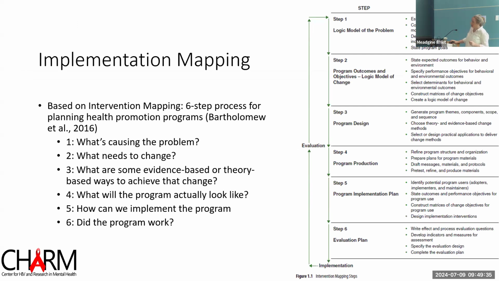So implementation mapping is actually based on intervention mapping, which was developed first. And that's what I'm more familiar with from a course that I taught for a while. Intervention mapping, which we won't go into in depth, is a 6-step process for planning health promotion programs, and that's depicted here on this slide. I'm going to give some resources for this process as well, and they're very closely linked, and I'll show you how. Essentially, in intervention mapping, you go through what's causing the problem, what needs to change, what are some evidence-based or theory-based ways to achieve that change, what's the program going to look like, how do we implement the program, and did it work? Sounds pretty simple, but it's a lot to actually go through.